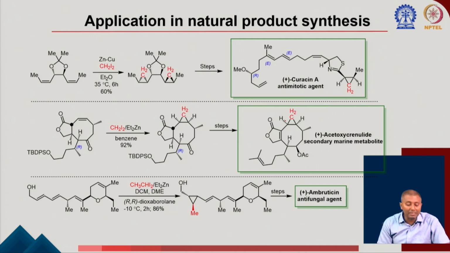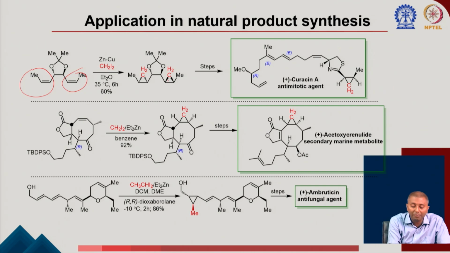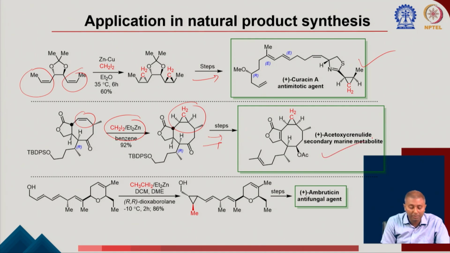Now some applications of this cyclopropanation reaction in natural product synthesis. As I told you at the beginning, you can see there are C2 symmetric olefins here. It can form a cyclopropane first, and then after some steps it can form the corresponding natural products. There is another example here. You can see this olefin, which can form a cyclopropane under the Simmons-Smith condition, and then after a few steps it can form the corresponding natural products.